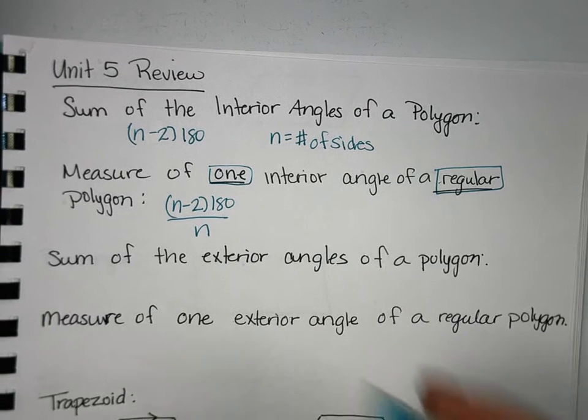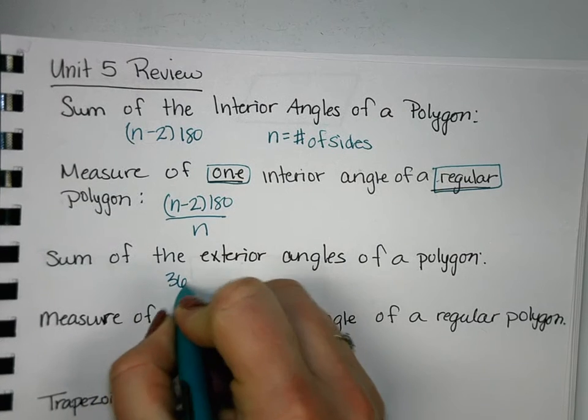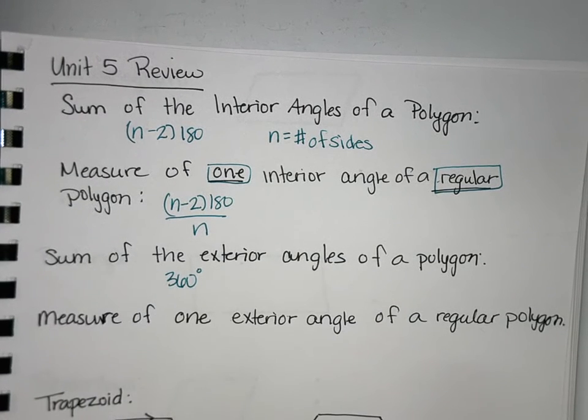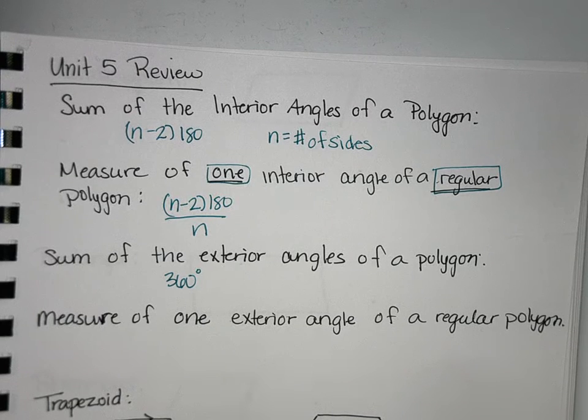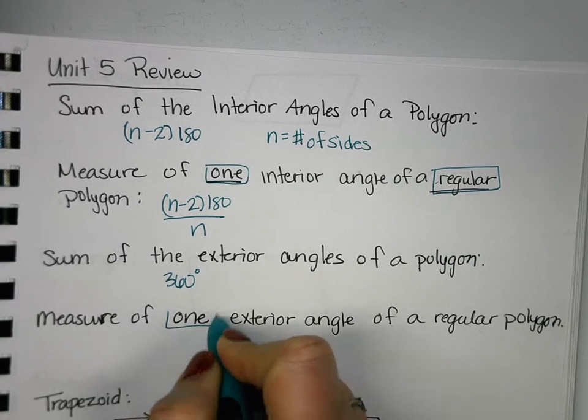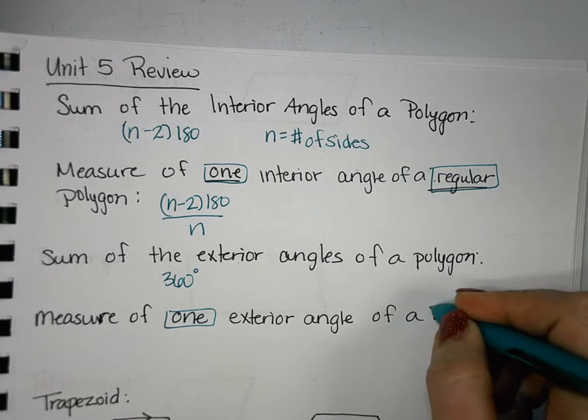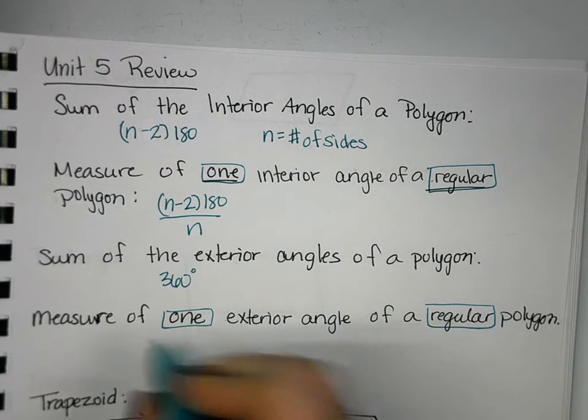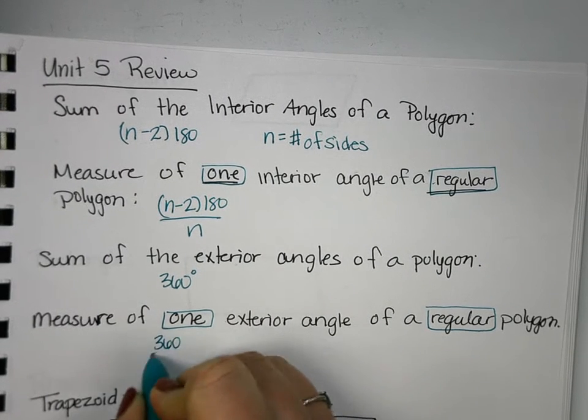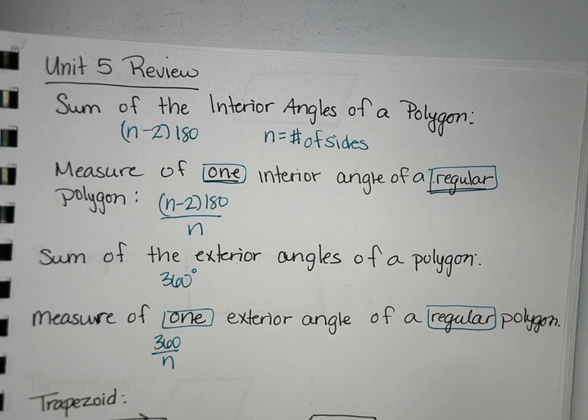The sum of the exterior angles of a polygon, this one wasn't a formula, it was just a fact that you had to remember, and that was 360 degrees. And then your key words again, the measure of one exterior angle of a regular polygon, you did 360 divided by n. So these were your 4 formulas that we learned that you had to know when to use to be able to solve for different parts.